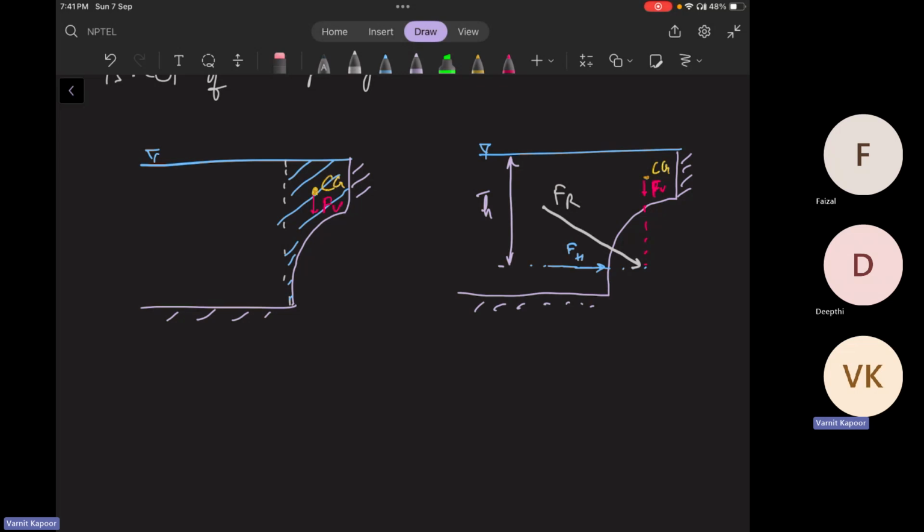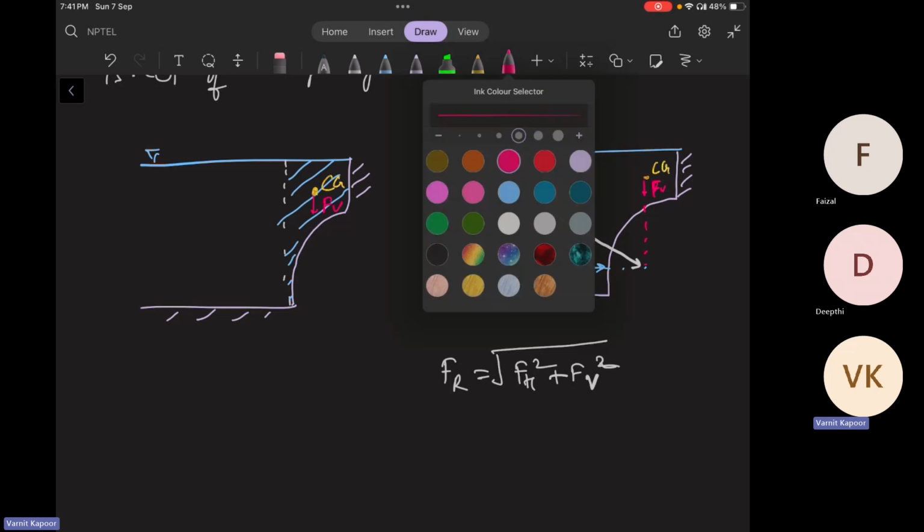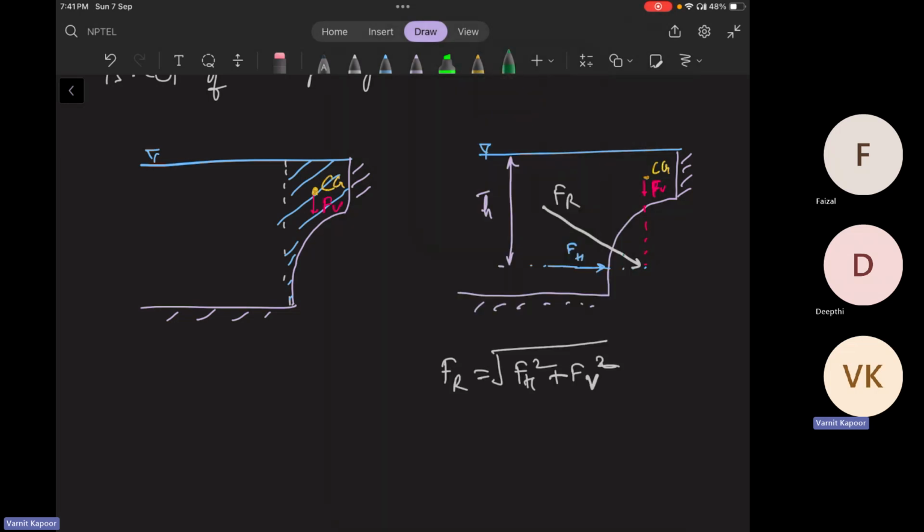Okay, so your net resultant force will be the square root of FH square plus FV square. And what will be tan of theta if I want to get angle theta, this angle theta? So tan of theta will be FV by FH. Okay. All right.